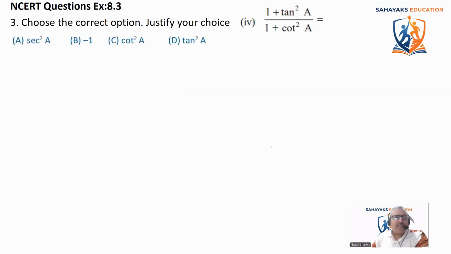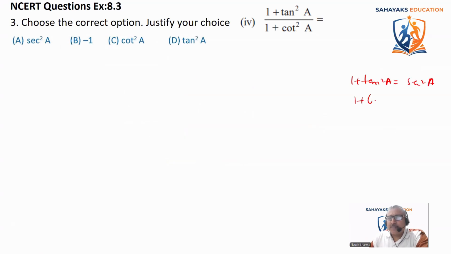So coming to the next question, it says choose the correct option, justify your choice. 1 plus tan square A divided by 1 plus cot square A. Again, we could convert into sine and cos, but instead of that, we can directly write it. We know the formula: 1 plus tan square A is equal to sec square A.